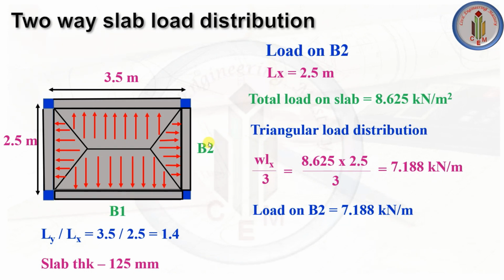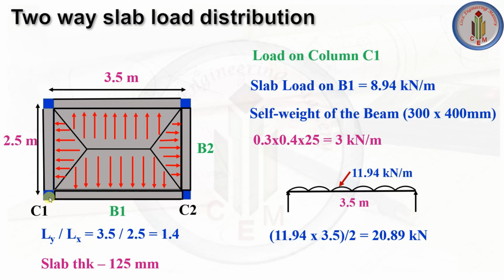Now we know the load on B1 and the load on B2. Now we need to find out the load which is coming on this column. So slab load on B1 is 8.94 kilonewton per meter, and that will act on this beam. In addition to that slab load, we need to calculate the self weight of the beam, that is the dead weight of the beam. Beam size is 300 by 400. So 0.3 multiplied by 0.4, the dimension of the beam, multiplied by unit weight of RCC, we get 3 kilonewton per meter. This load we also need to add to the B1 load. So slab load plus self weight of the beam together will act on this beam. That is 11.94 kilonewton per meter.